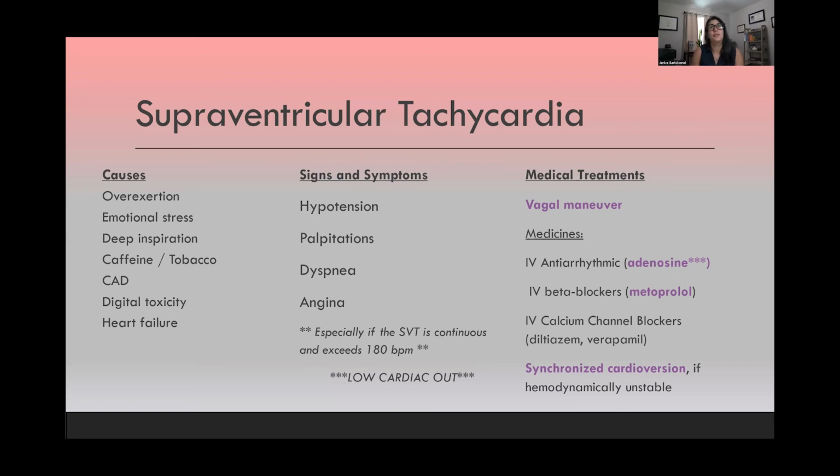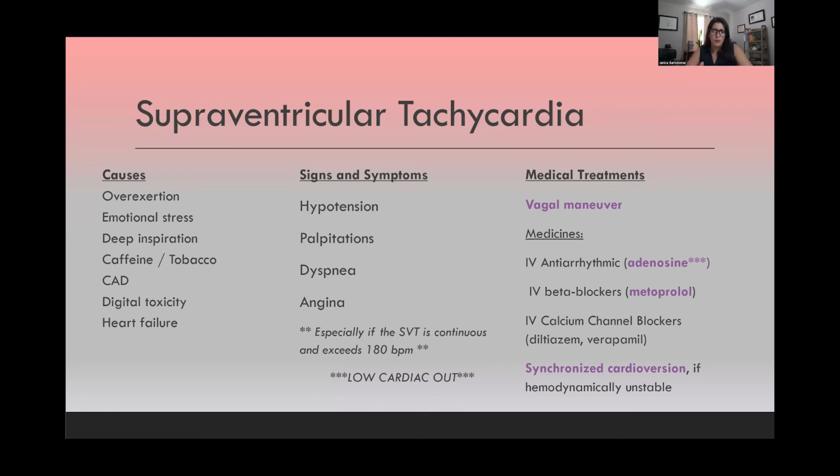Adenosine has to be pushed. It's the only drug that I could think of right now that is pushed fast. We push it in less than 2 seconds, and then we follow it very quickly with 20 mLs of normal saline. And it literally stops your heart and resets your heart again. So it's a wonderful drug for these individuals.